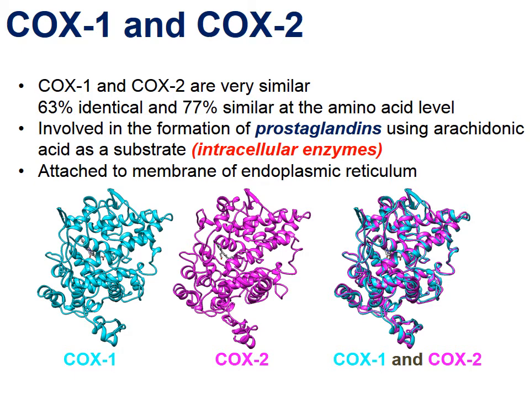So these COX enzymes, COX-1 and COX-2, are both involved in the formation of prostaglandins using arachidonic acid as a substrate, and they're attached in the cells intracellularly. They're located at the membrane of the endoplasmic reticulum, where the arachidonic acid normally resides.